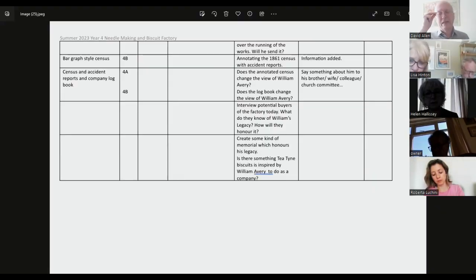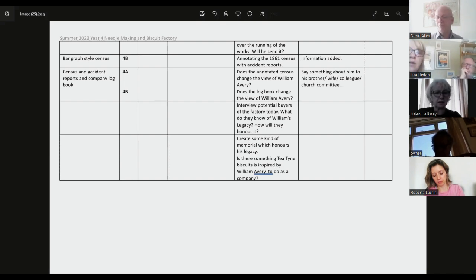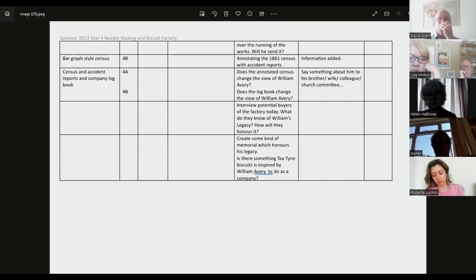What about this next one, which we've just got time to look at: maybe interview potential buyers of the factory today. What do they know of William's legacy? How will they honour it? Are they still doing that as people from the biscuit factory? Yeah, and you talked about this one, didn't you? We were going to maybe shift them so that they would create some kind of application forms. So not as the biscuit making company this time.